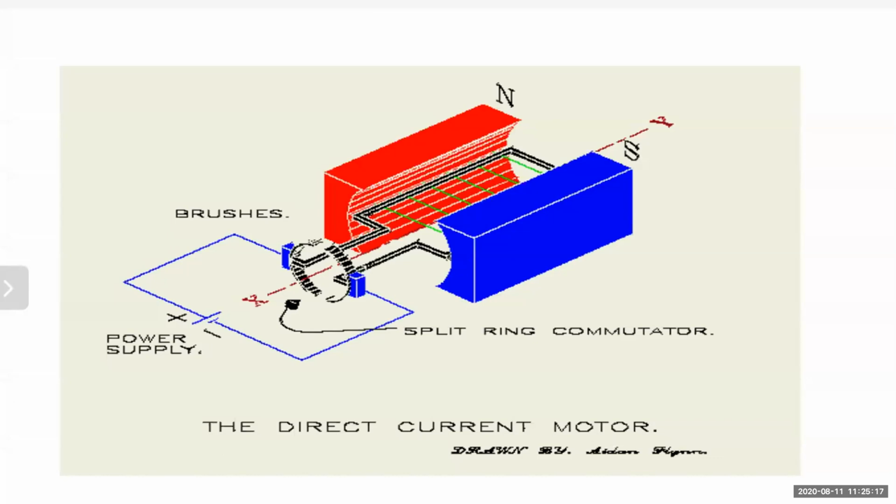The function of the split ring is that it reverses the direction of current in the coil. Now, what is the function of the carbon brushes? The carbon brushes are used to press the split ring.